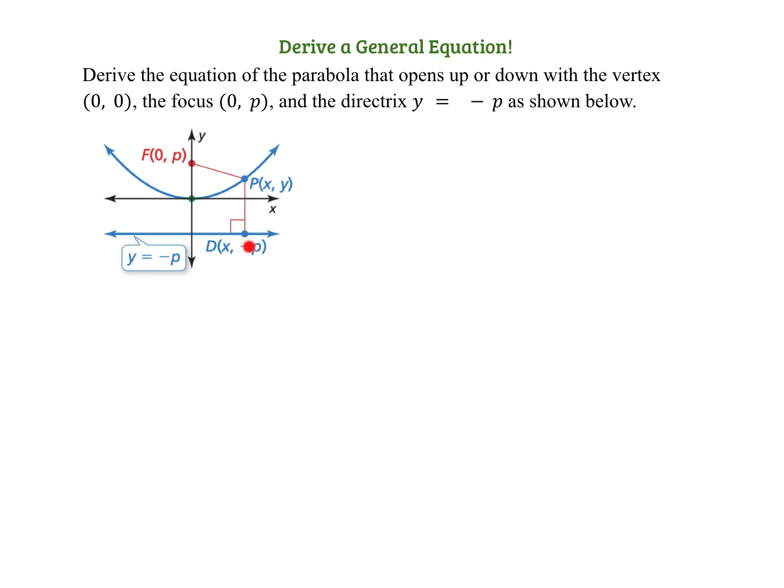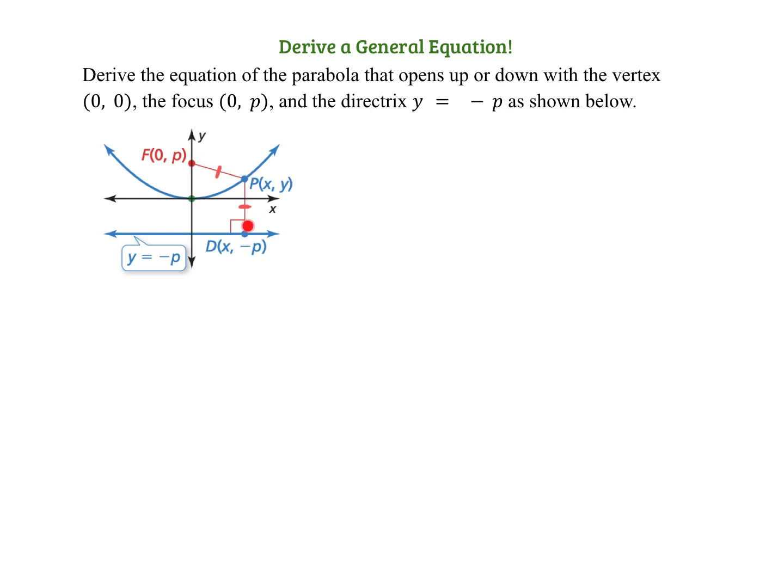So if you draw a vertical line to represent the distance from this point to your directrix, that point right here would be at x, negative p, because our x value should be the same, and we know that the y value is negative p. So the definition, again, of our parabola is that every point should be equidistant to the focus and the directrix. So I know that this line segment should be equal to this line segment. So now let's find a way to describe these distances.